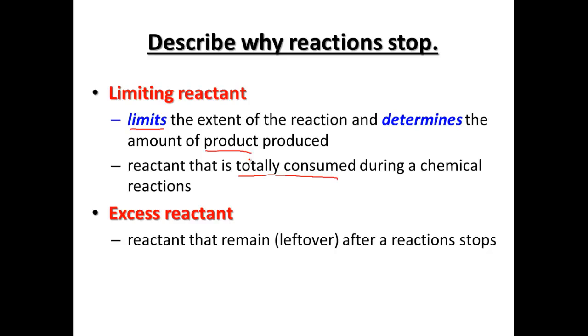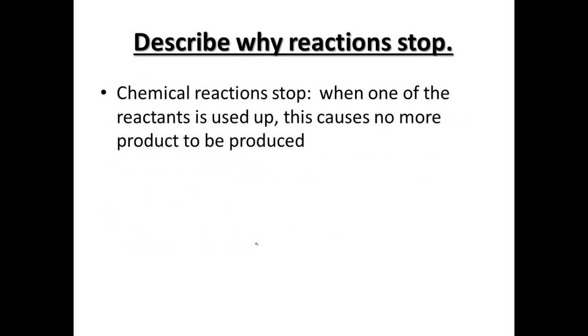Once it's used up, we can't make any more product because one of our reactants is used up, so at that time the chemical reaction stops. The other reactant, whatever's left over, is going to be in excess. And what's in excess is what remains after the chemical reaction stops. So one of our reactants is going to run out first. Now, chemical reactions stop when one of them is all used up. Once it's used up, no more product can be produced.